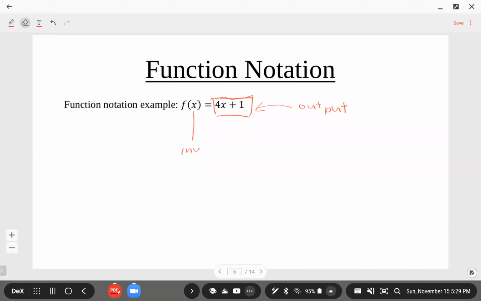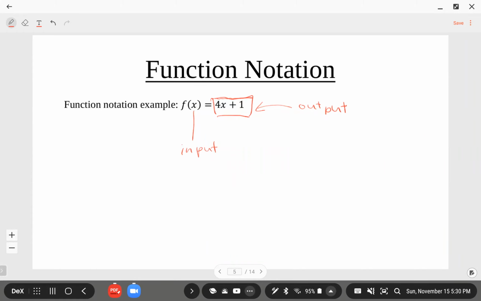So what this is basically saying, okay, ignore this f right here. It just denotes that this is a function. So f of x. Okay, x is the input. You can put any number in there. That's the input. So if you put a number in there, then the output will be 4 times your input, which is x, and then add 1 to it.